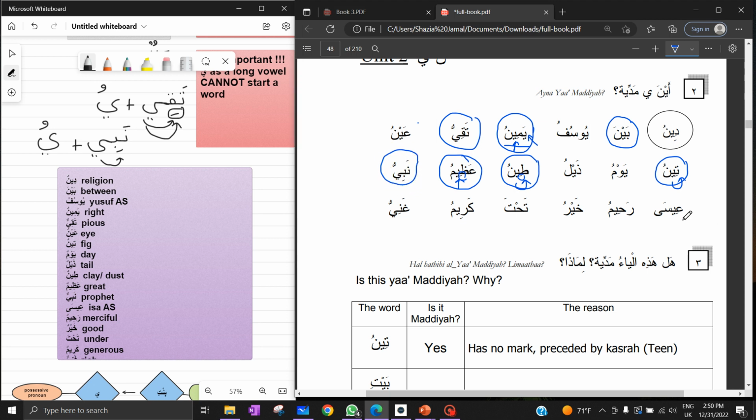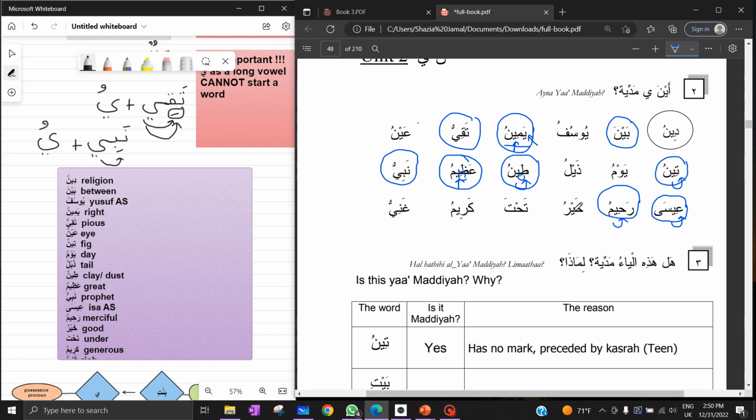Isa, this is the name of the prophet. Does it have a long vowel? Yes, because this ya does not have a haraka over it and the letter before it has a kasra. Yes, the second proof. Isa has a long vowel. Rahim, yes, the ya does not have a sukoon and the previous letter has a kasra. It has a long vowel.